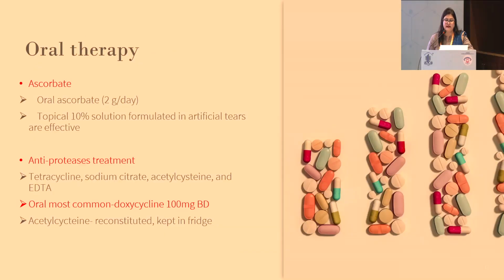Then in the later grades, if you feel that the epithelium is not healing, you can always use oral therapy in the form of ascorbic acid and tetracycline. The most common drug that I use is doxycycline 100 milligram BD, not in a very young age group or very old patients. You can also use topical therapies in the form of N-acetylcysteine or reconstituted ascorbate.